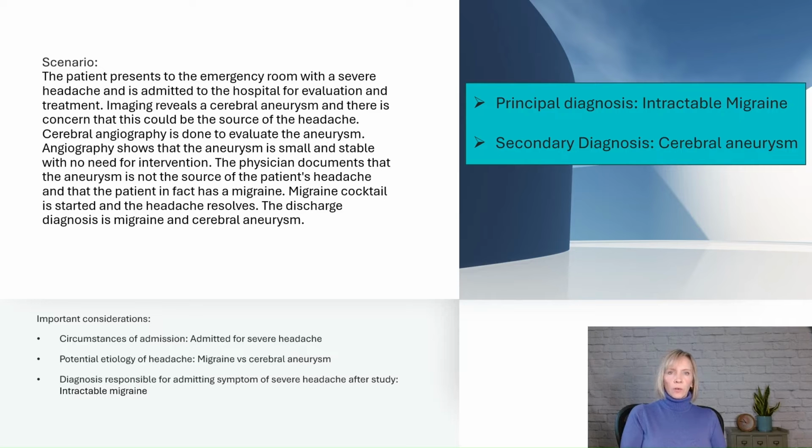During the initial evaluation process, an imaging scan revealed the presence of a cerebral aneurysm, and at this point the physician was considering both migraine and cerebral aneurysm as potential causes of the headache. Further evaluation of the cerebral aneurysm was conducted, and it was determined that it was not the underlying cause of the headache. After careful study, the diagnosis responsible for the admission symptom of severe headache was identified as a migraine. Therefore, the principal diagnosis in this case is the migraine, with the cerebral aneurysm being assigned as a secondary diagnosis.